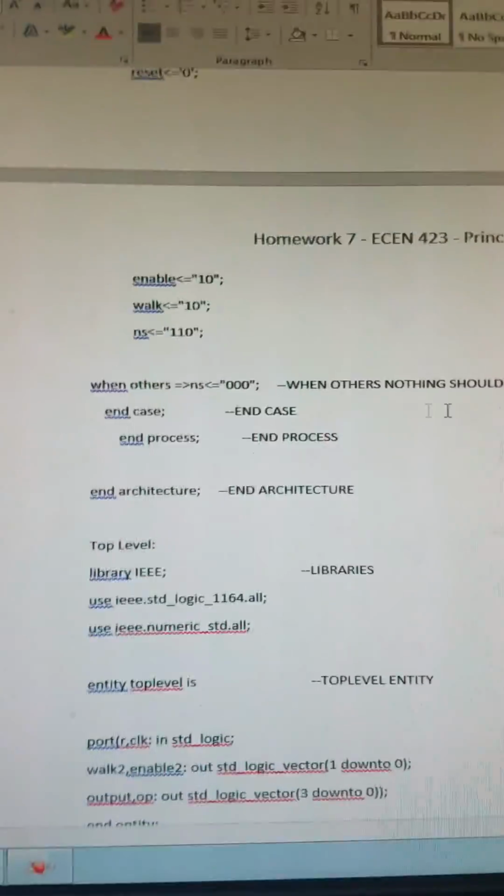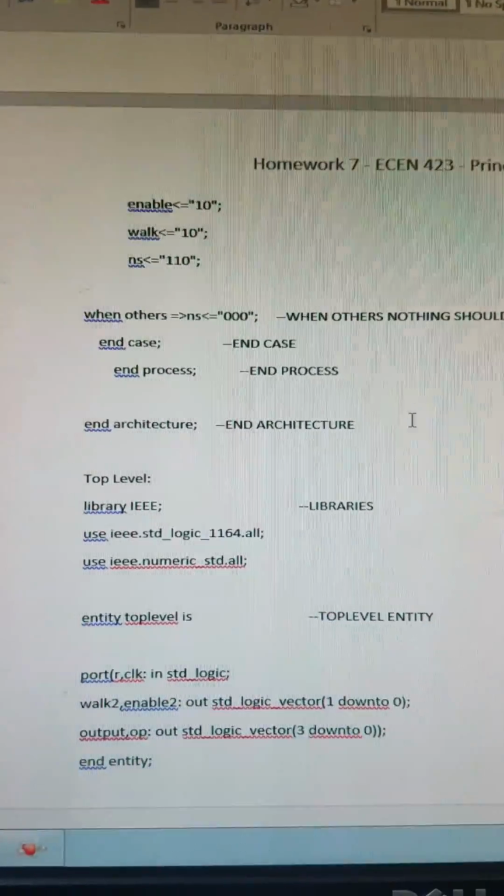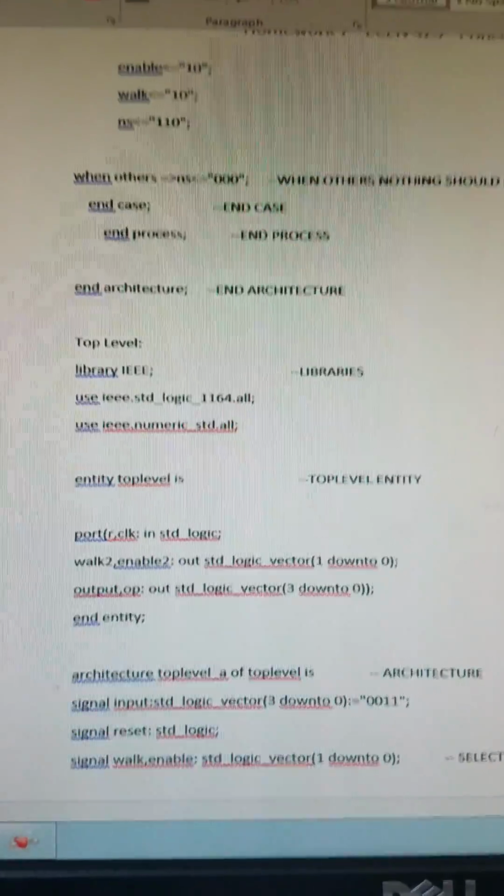Then when others, nothing should happen, and that ends the case, ends the process, and ends the architecture.